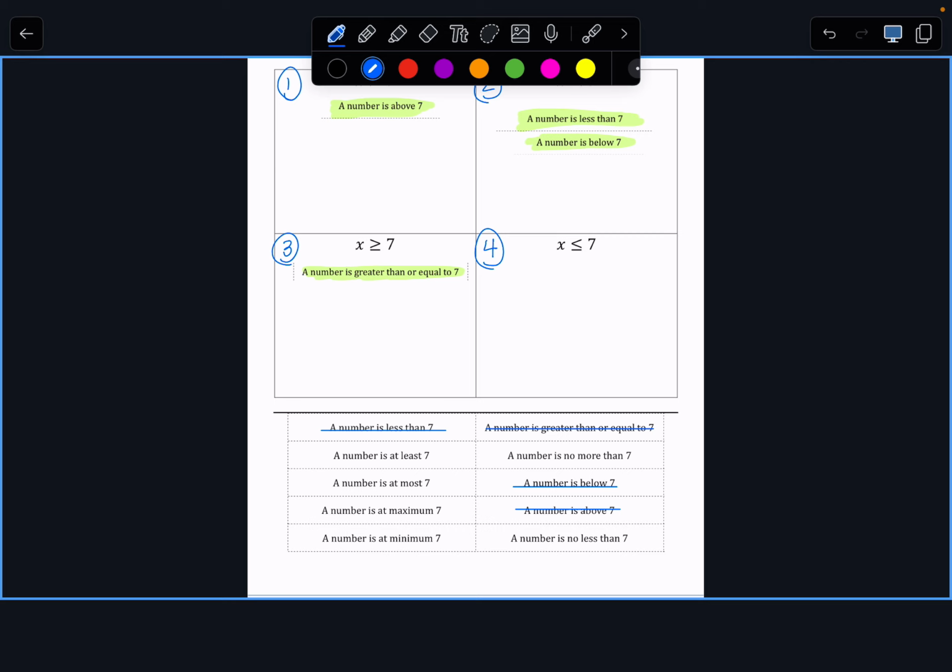All right, now the other ones are a little different, right? Okay, so let's start with this one. A number is at least 7. A number is at least 7. Taylor, where do you think that one goes? I think it's 3. Okay.